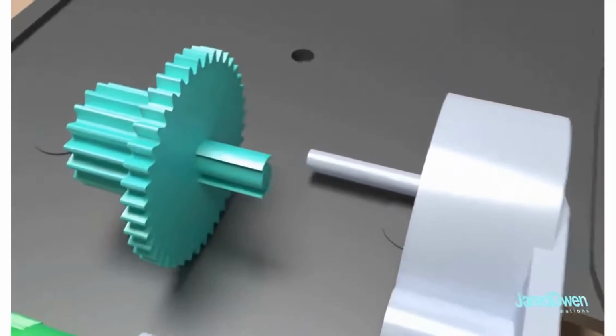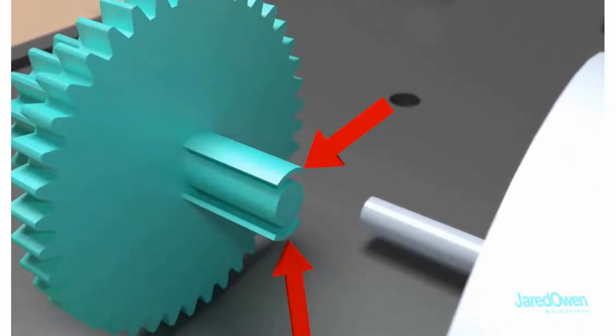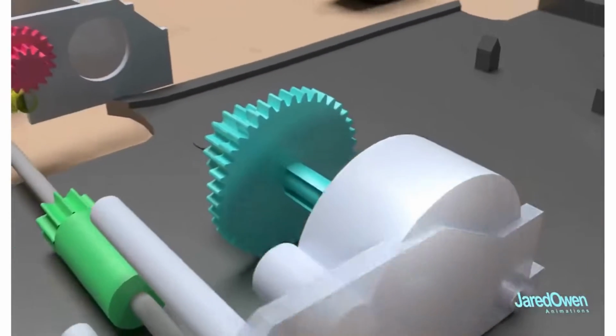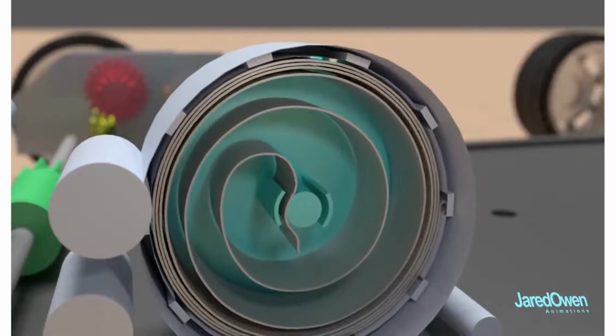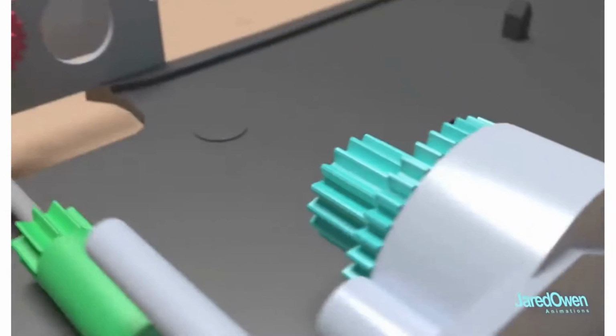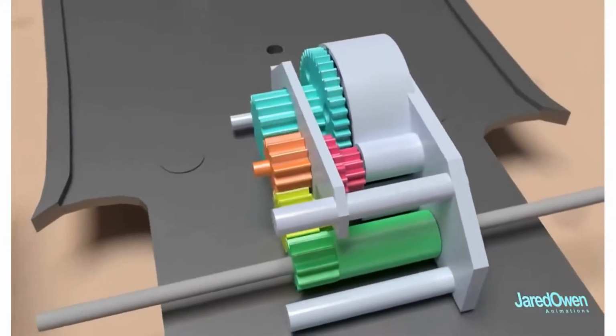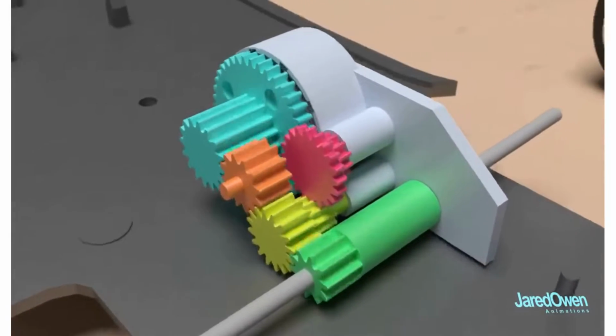On the large gear, there's some curved extensions sticking out the side. These fit right around the center of the spring. As the gear turns, the spring does too. When the car is pulled back, there's a chain reaction of gears turning. This is called a gear train, and it's what causes the spring to wind up.